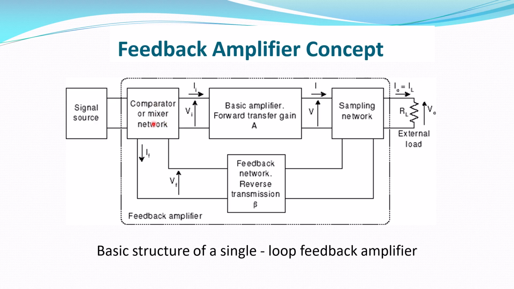So it consists of mainly the resistive configuration in the comparator or mixer network. Next, we are applying a signal as either current or voltage, based on the signal we are applying as an input. And next, an amplifier, which increases the magnitude or amplitude level of the input signal based on the voltage and the current. And next, the sampling network.